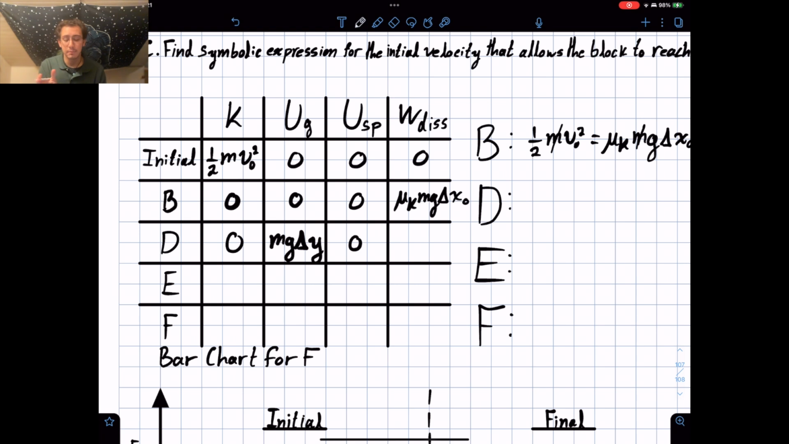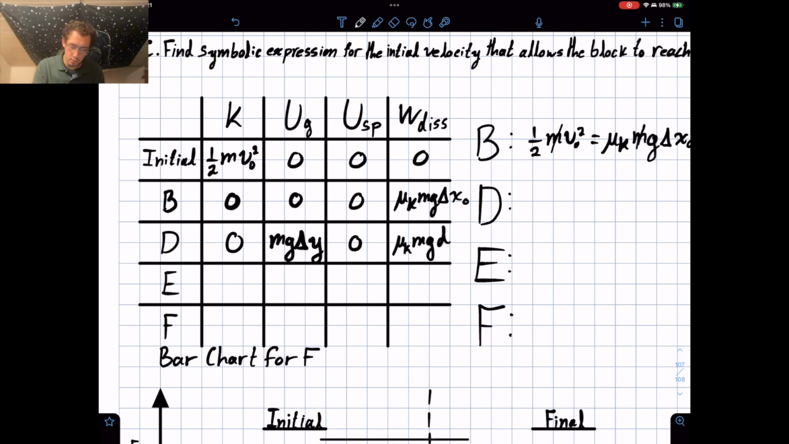Still, the spring is not compressed, so 0. And for the dissipative force, now delta x naught is not true anymore. Now it's the full distance d. So we're going to say mu k mg d. And then let's do the same thing we did last time.